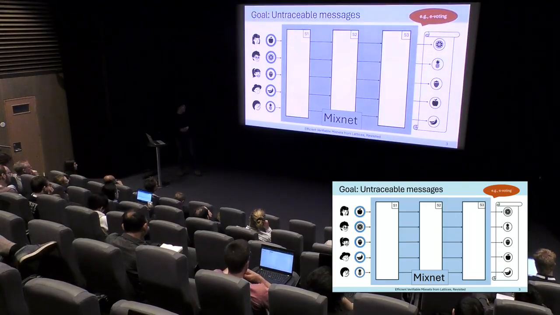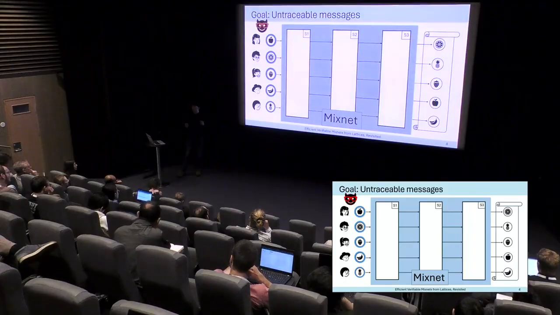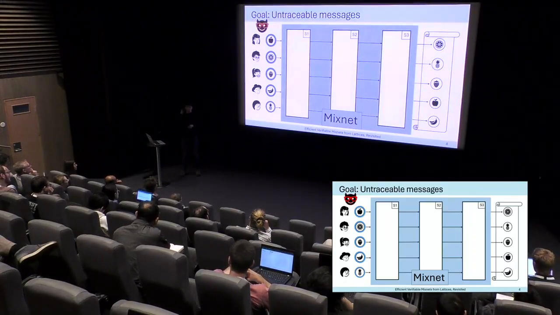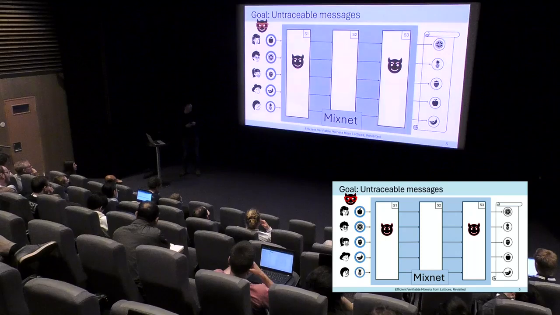Now, as for the adversarial capabilities, we assume that the adversary can observe all of the ciphertexts, also all of the plaintexts, as well as the communication that takes place between the different servers. The adversary is also allowed to compromise servers, and we aim to achieve this untraceability as long as one of the servers is not compromised. And similarly, the adversary can also input ciphertexts into the mixnet.